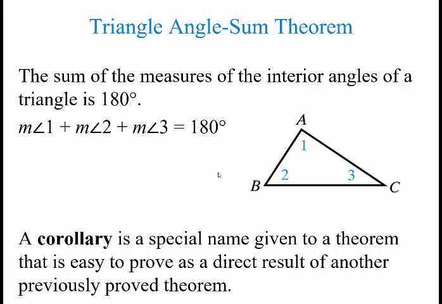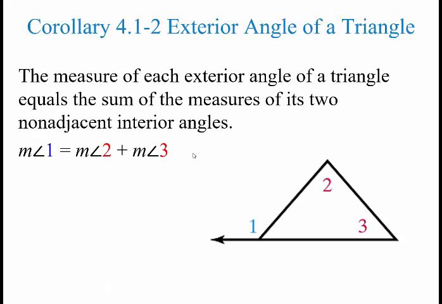All right, so a corollary from this, or what is a corollary first? A corollary is a special name given to a theorem that is easy to prove as a direct result from another previously proved theorem. So if I have this triangle angle sum theorem, the first corollary I can have is what's called the exterior angle of a triangle. So this exterior angle here. The measure of each exterior angle of a triangle equals the sum of the measures of its two non-adjacent, so not this one, interior angles.